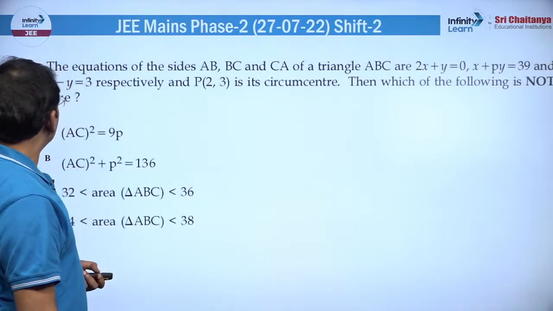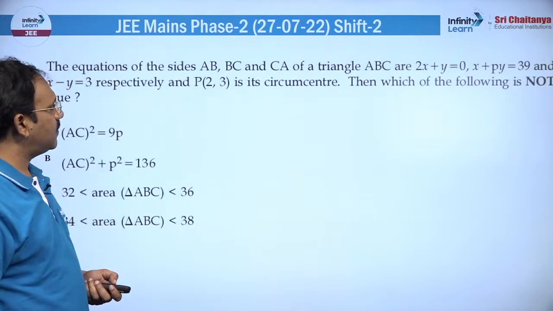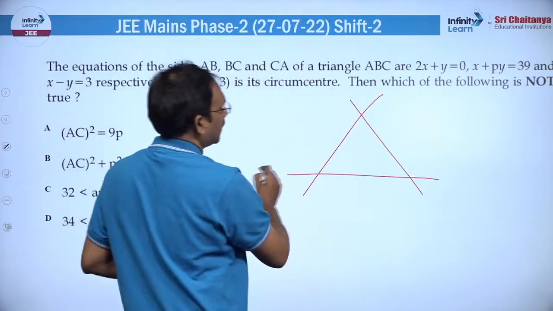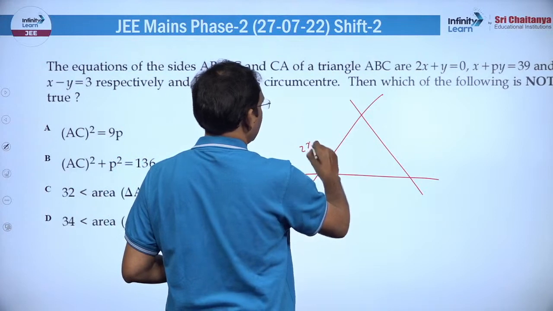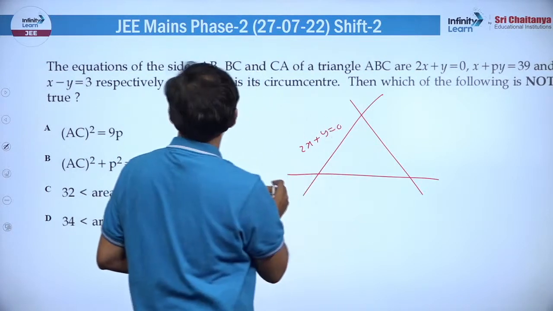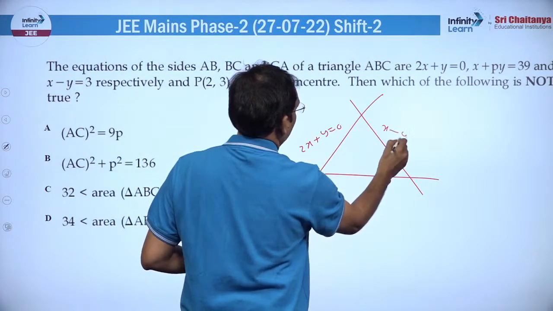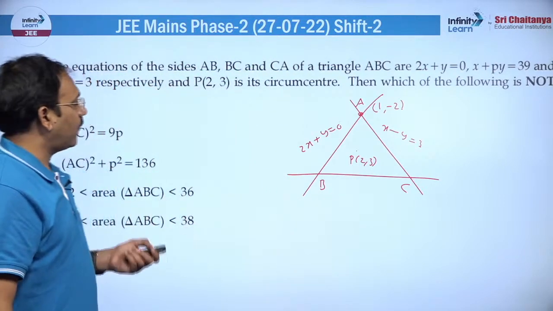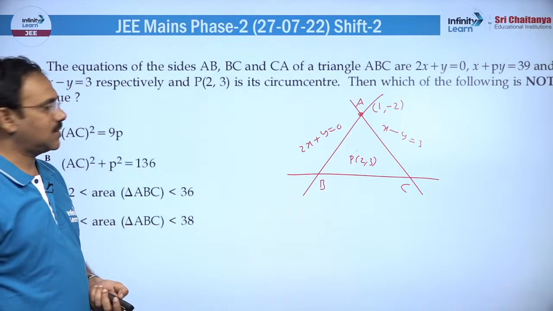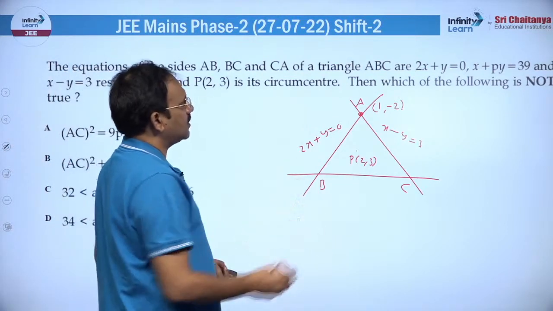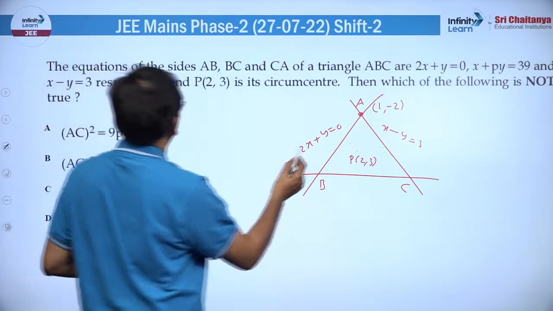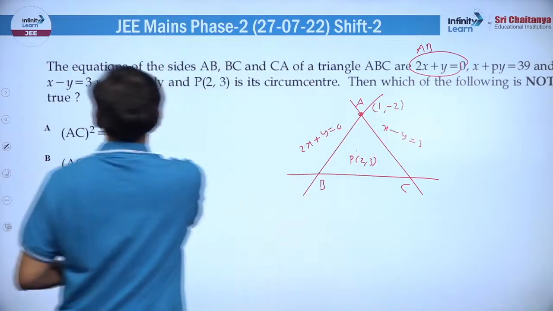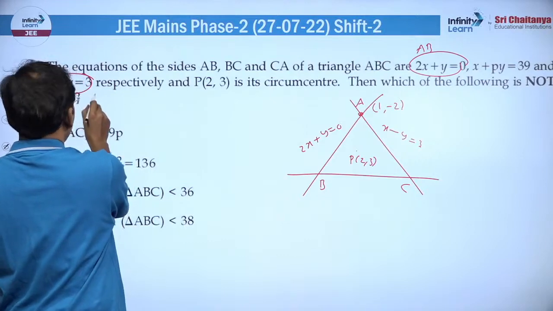Next, my dear friends, you see the equation of the sides AB, BC, CA of the triangle ABC. Here he has given 3 sides, of which 2 are completely known: 2x plus y equal to 0, x minus y is equal to 3. Now, which of the following is not true, he is asking. So, if this is A, B, C, you see, my dear friends, this is AB line, this is BC, this is CA.